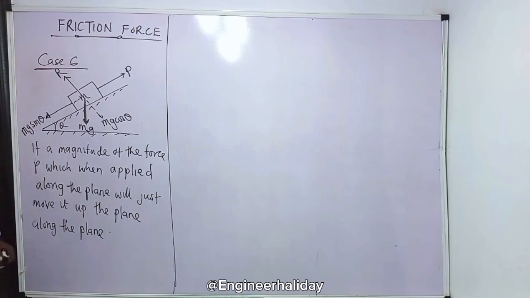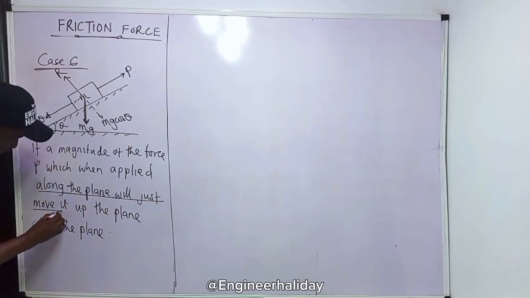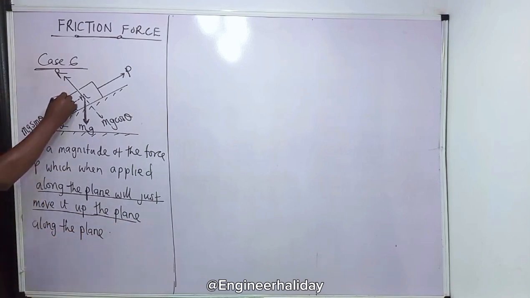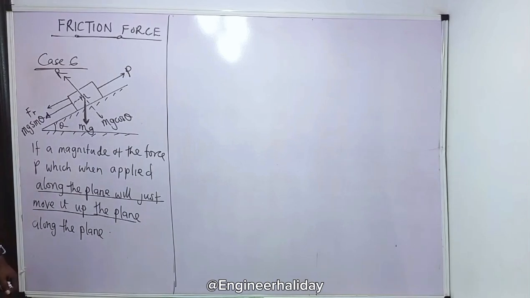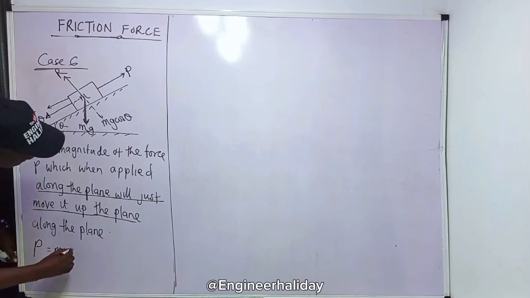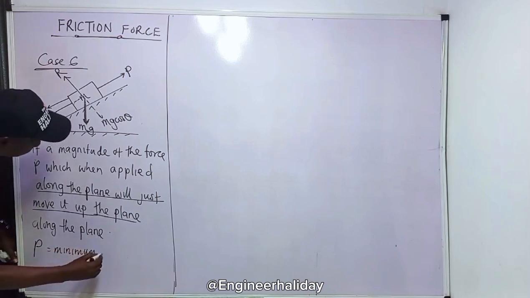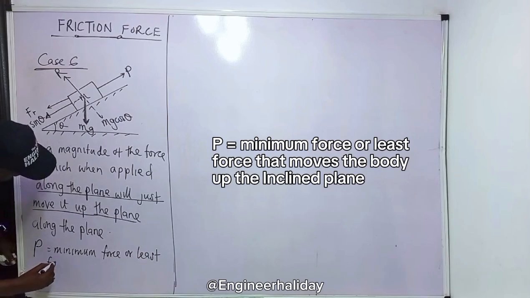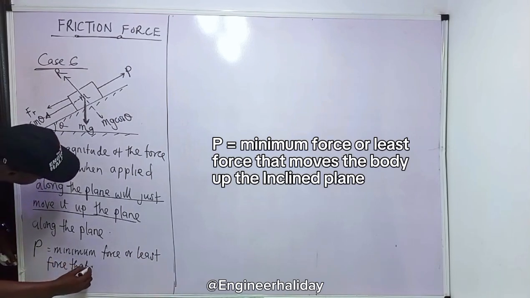Now, where will the friction act? Listen to the word. Look at the underlined word here: up the plane. Then friction will come here. Anytime you hear that phrase, up the plane, the force P can be called the minimum force, or the least force that we move the body up the plane.